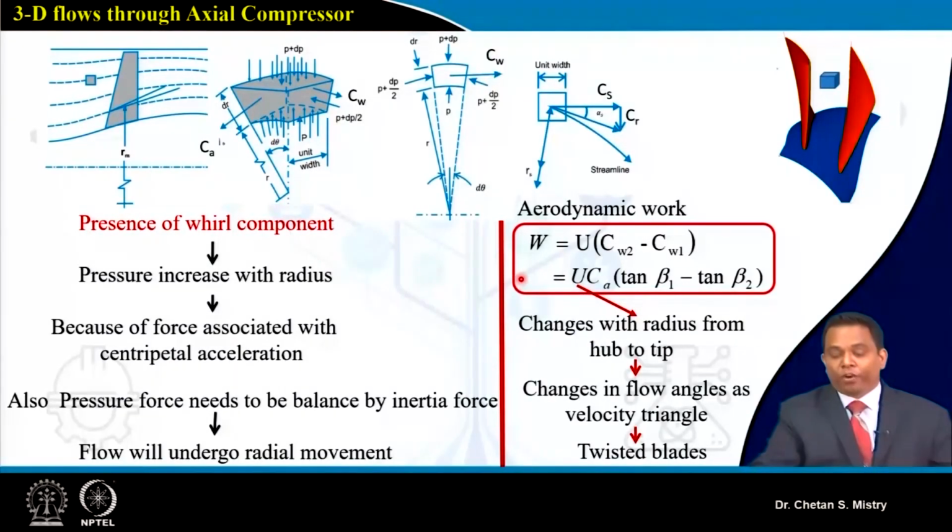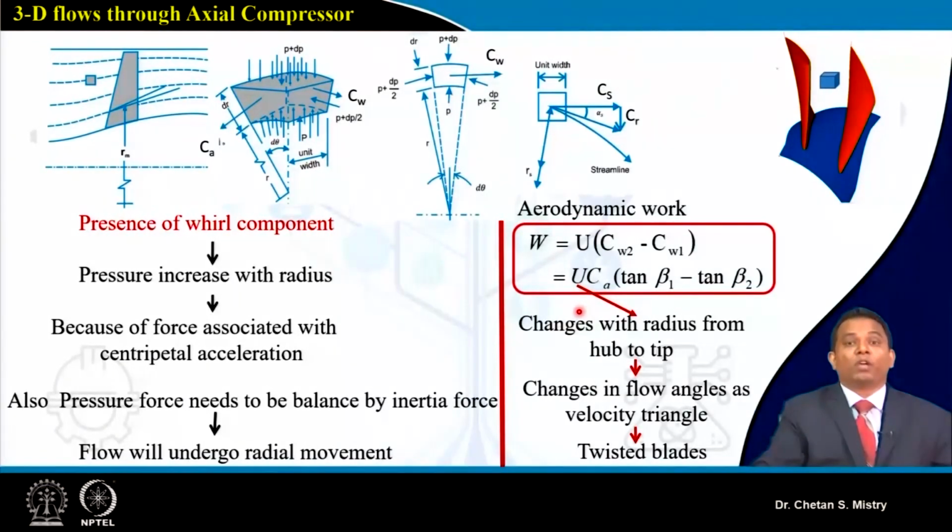Okay. Now from fundamentals, we learn that our axial compressor generates the aerodynamic work. In fundamentals, we write it as U C_a (tan beta 1 minus tan beta 2). This peripheral speed U is a function of my radius, so U will change from hub to tip, and that will give my velocity triangle different angles, which leads to a highly twisted blade.